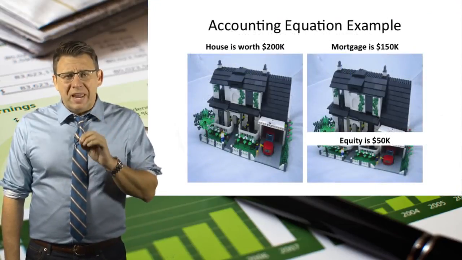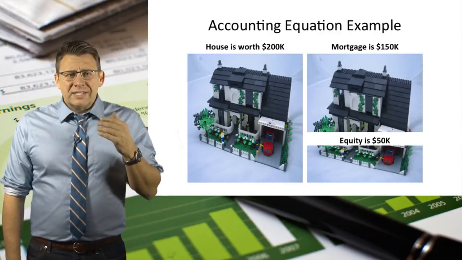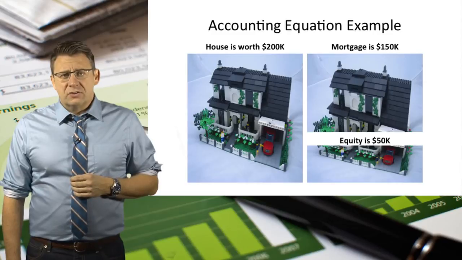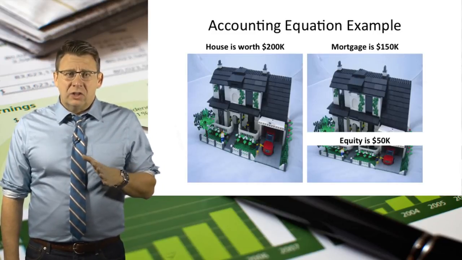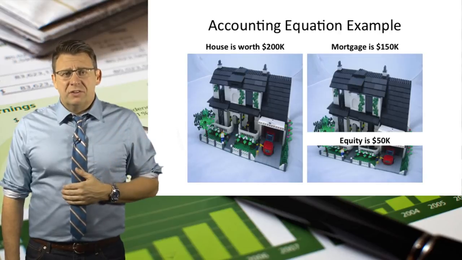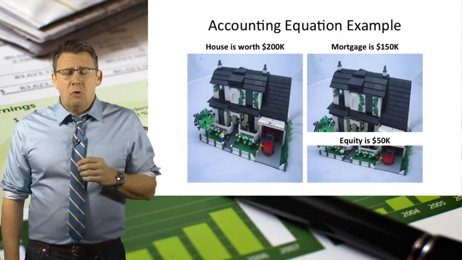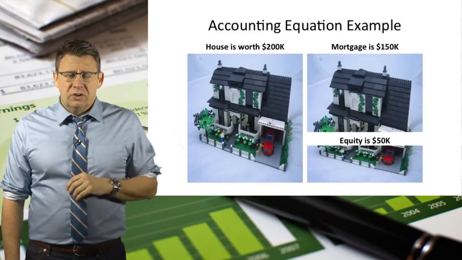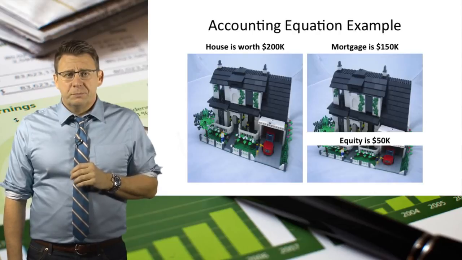Now let's look at a basic example of the accounting equation. Let's say a house is worth $200,000. A house is an asset because it has value and will provide benefit into the future. However, there's also a home loan called a mortgage. Let's say that amount is $150,000.